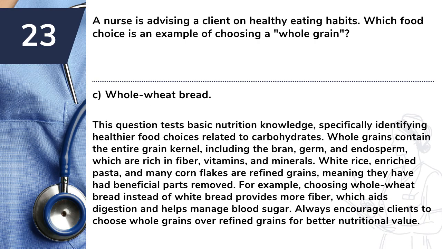Answer: C. Whole wheat bread. This question tests basic nutrition knowledge, specifically identifying healthier food choices related to carbohydrates. Whole grains contain the entire grain kernel, including the bran, germ, and endosperm, which are rich in fiber, vitamins, and minerals. White rice, enriched pasta, and many corn flakes are refined grains, meaning they have had beneficial parts removed. For example, choosing whole wheat bread instead of white bread provides more fiber, which aids digestion and helps manage blood sugar. Always encourage clients to choose whole grains over refined grains for better nutritional value.